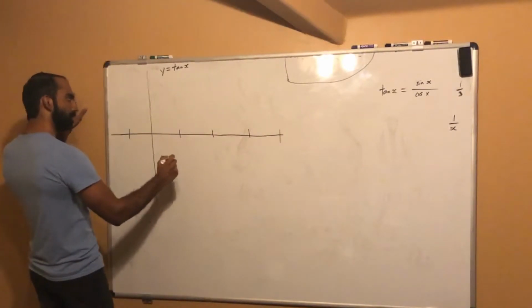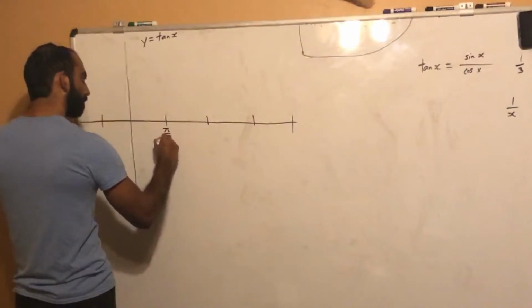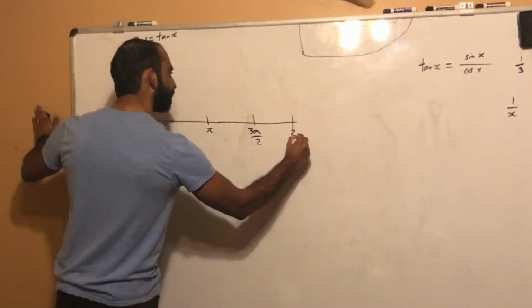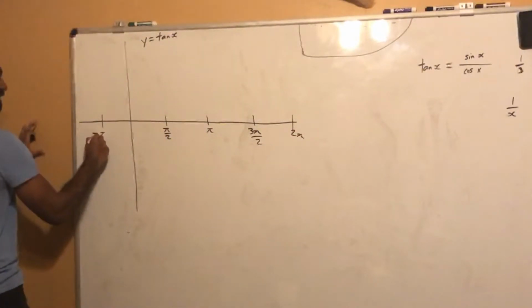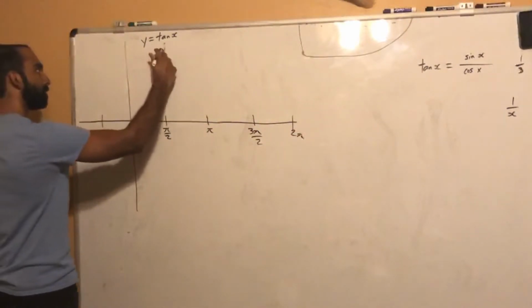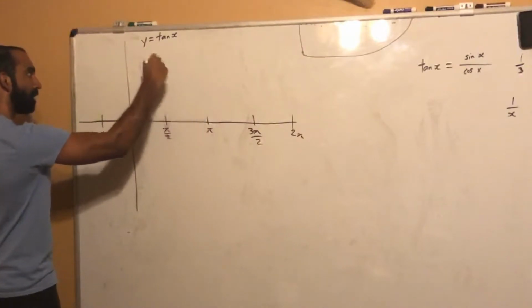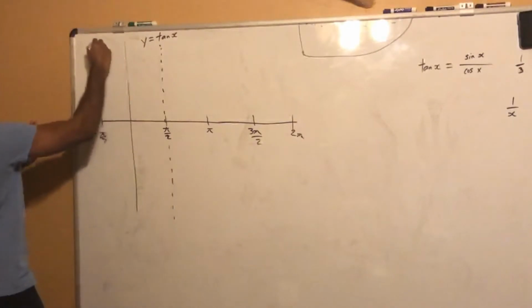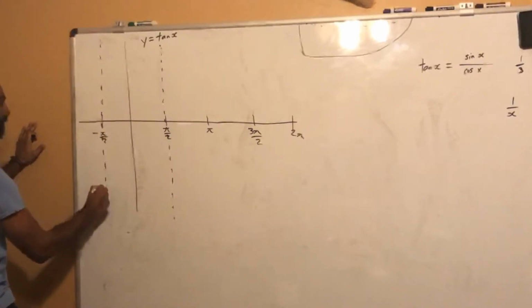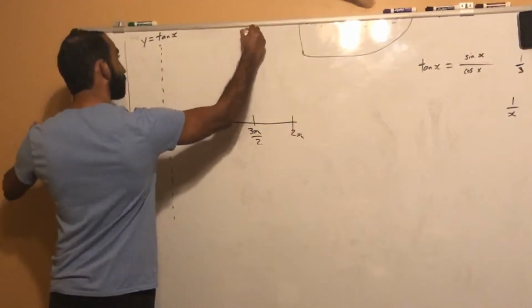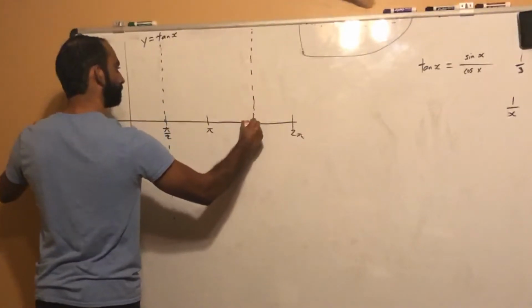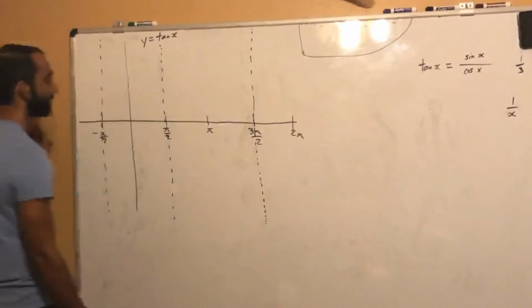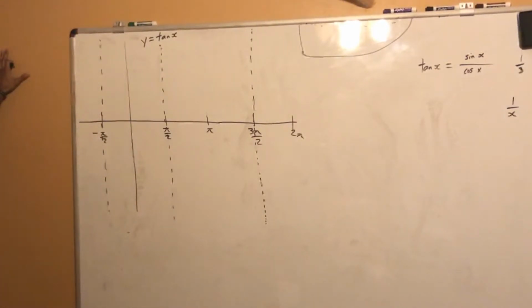So let's see here. Pi over 2, pi, 3 pi over 2, 2 pi, and negative pi over 2. We just decided that multiples of pi over 2 are going to make that denominator 0, but they're not going to make the numerator 0, so we're going to have vertical asymptotes at multiples of pi over 2 that are exactly pi apart from each other. Yes, exactly pi apart. They have to be.